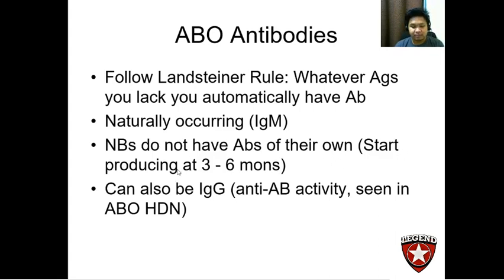This is the reason why we do not perform the reverse typing for patients who are of a very young age, particularly neonates, since in reverse typing, what we are trying to look for are the antibodies. And again, your neonates do not form the antibodies until they are 3 to 6 months old. They can also be of the IgG type. And the IgG type of your ABO antibodies are usually implicated in ABO-HDN.